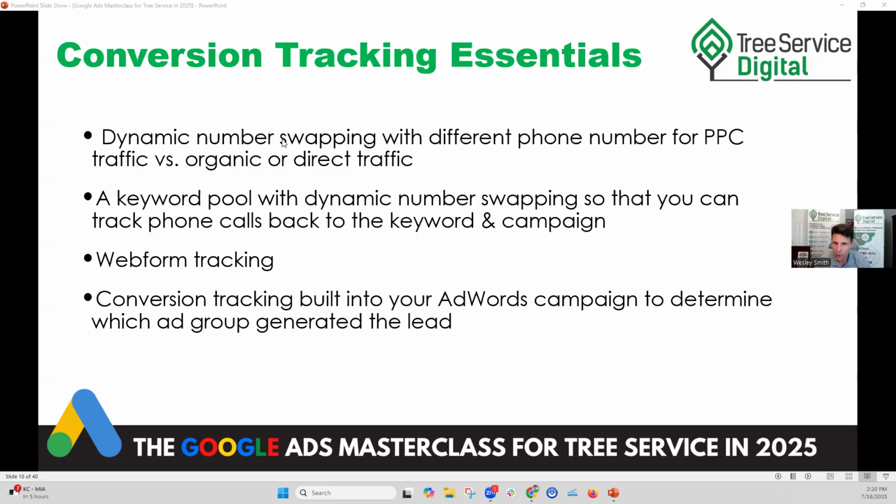You want a keyword pool with dynamic number swapping so that you can track phone calls back to the keyword and the campaign. That way you know what's working. You want to do web form tracking. So in that previous example where there's a get a free estimate form, you want to make sure that you track those submissions. So when somebody submits that form, you want to make sure you get credit for a conversion on that. You know you got a lead when they submitted that form. You want conversion tracking built into your ads campaign to determine which ad group generated a lead. That's a really good quality thing to do.